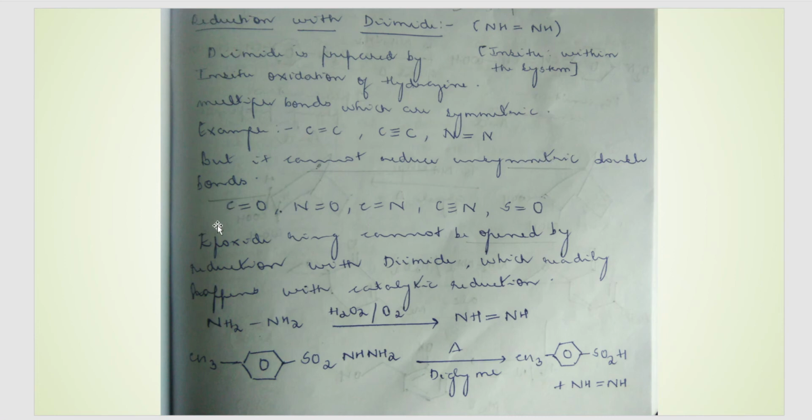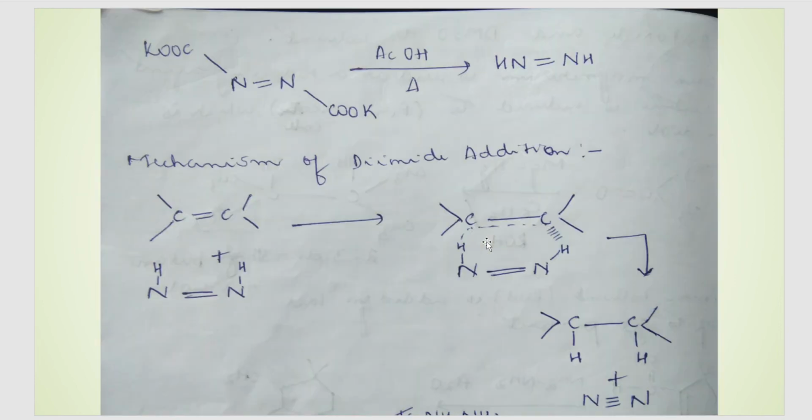That is, when two different types of heteroatoms are attached, that becomes an unsymmetric double bond. So such double bonds cannot be reduced. It can only reduce symmetric multiple bonds. So C double bond O or N double bond O or C double bond N, all these unsymmetric bonds cannot be reduced by diimide. So what is the mechanism of diimide addition? How does reduction with diimide take place?